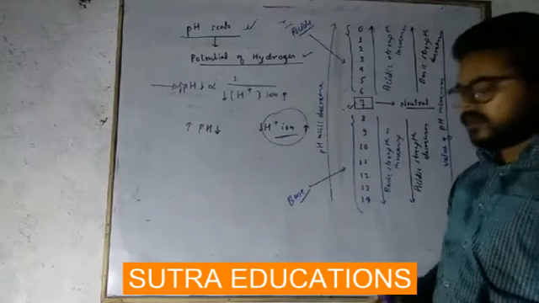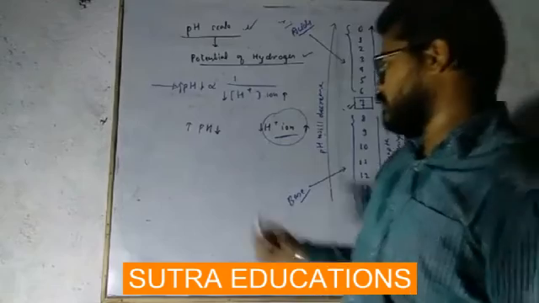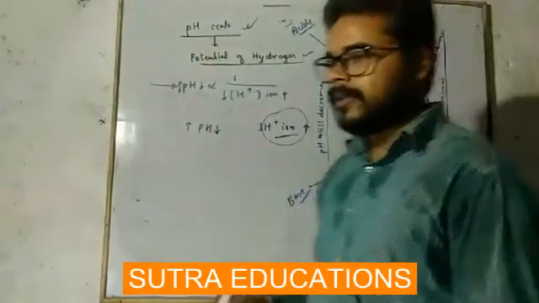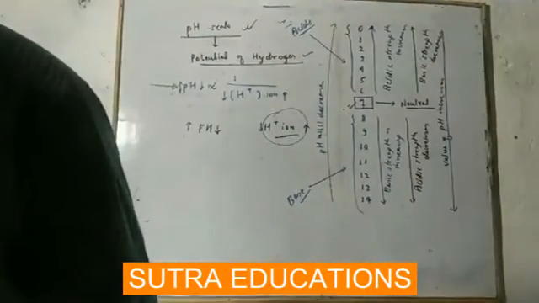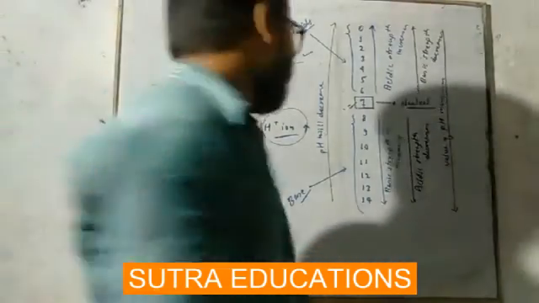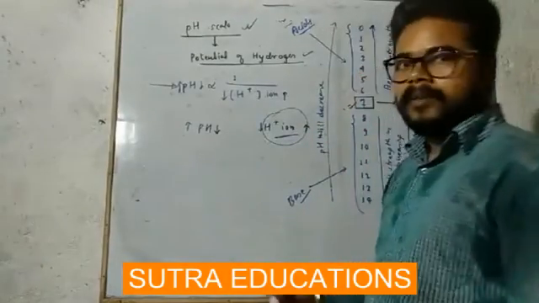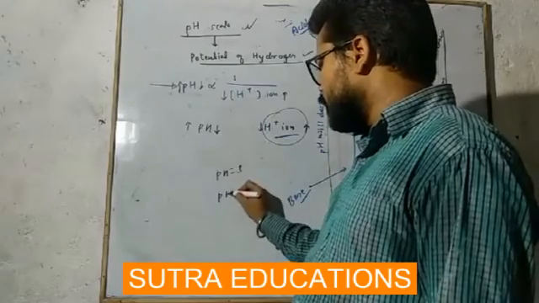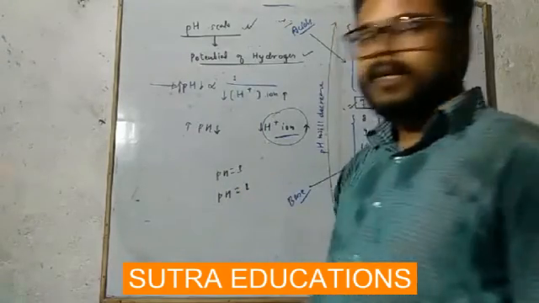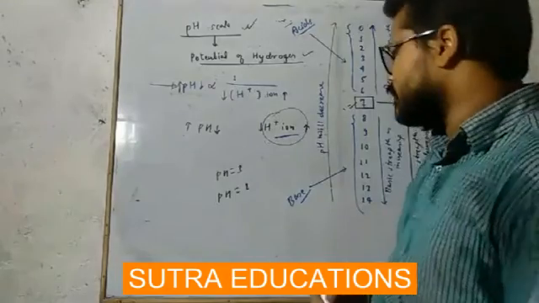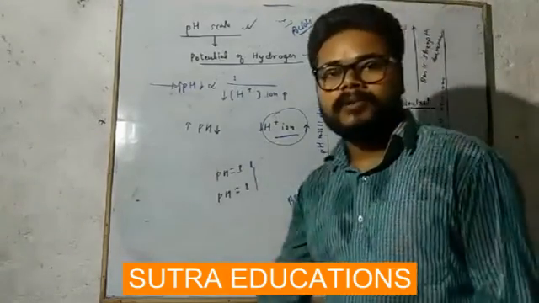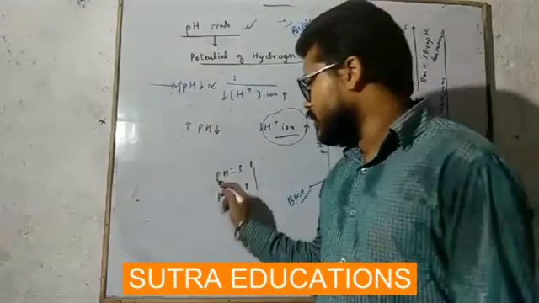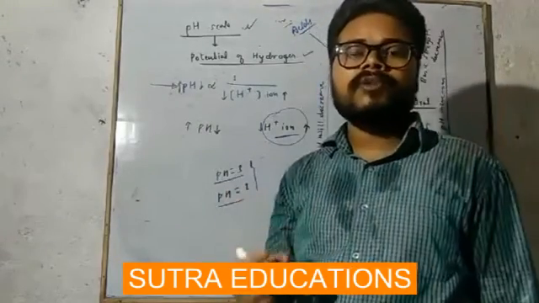So you can be asked, suppose you have two acids given, and one acid has pH equal to 3 and the other acid has pH equal to 1. Then which one is more acidic? One has pH 3, the other has pH 1. Which one is more acidic?